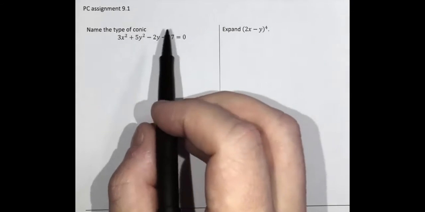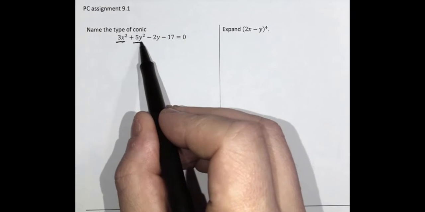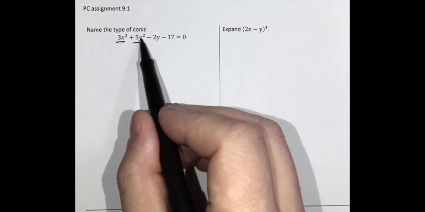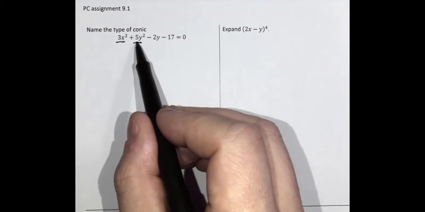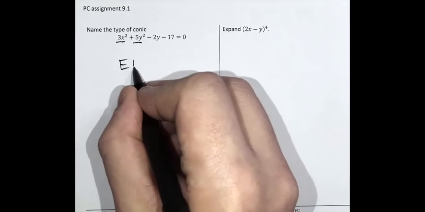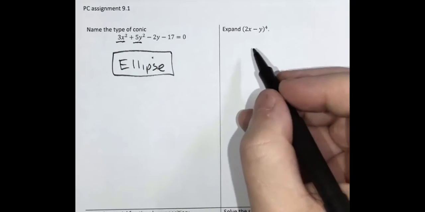Okay, top left is asking us to name the conic, and here I have a 3x squared plus a 5y squared. So this is going to be like a circle, but with these vertical and horizontal compression type factors, this is going to end up being an ellipse. So the answer here is ellipse.